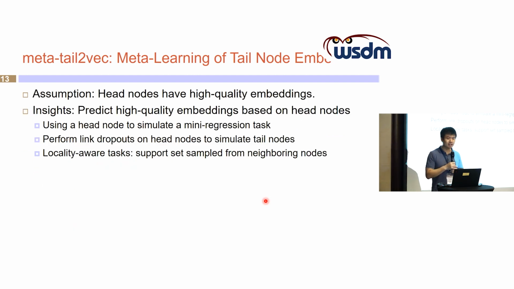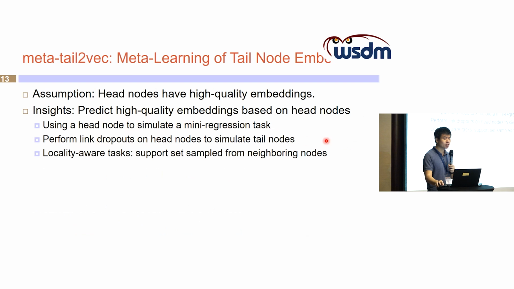The assumption here is that head nodes have high quality embeddings. Based on this assumption, we use a few insights. We try to predict high quality embeddings by looking at the head nodes, to see how the head nodes can generate high quality embeddings. So we use the head nodes to simulate a mini regression task.